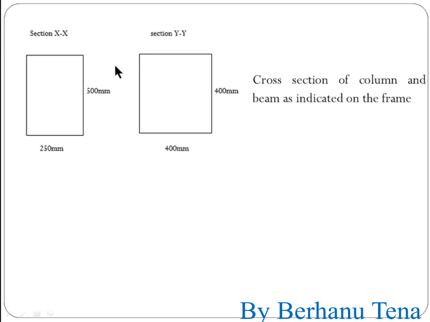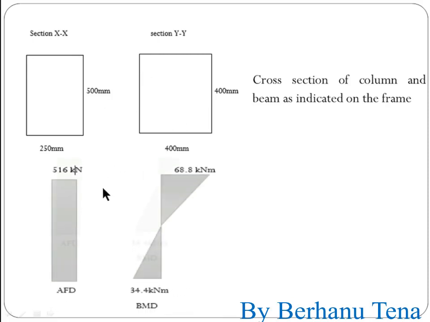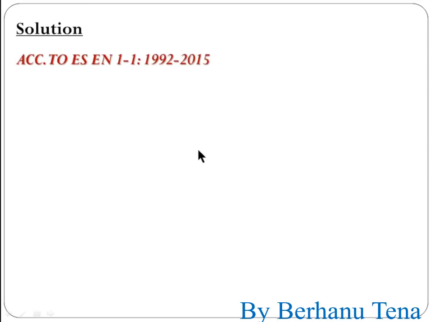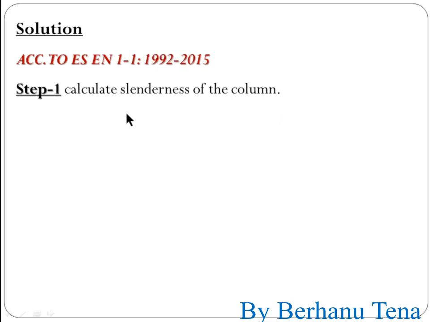The cross sections of the beam and the column are given here, and the moment and axial forces are given from this axial force diagram and bending moment diagram. These are the moments at the end of column CD, at the top and at the bottom ends. So let's start our solution. Our solution will be based on Ethiopian standard ESEN part 1 of the 1992 code, step by step.